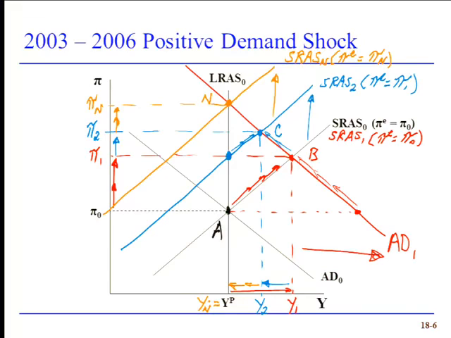So the magnitude of the increase in inflation depends upon the magnitude of the aggregate demand shock. The speed with which the economy returns to general equilibrium depends upon the slope of the short-run aggregate supply curve. So we've got lots of things going on in this particular situation.